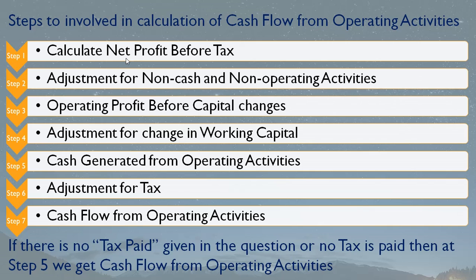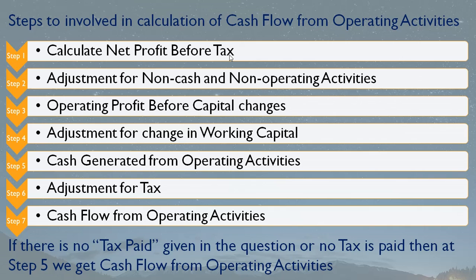But in the calculation of cash flow from operating activities, you have to follow these steps in series. Step 1, calculate net profit before tax. I'll show you how to calculate this net profit before tax. And in step 2, you will write adjustment for non-cash and non-operating activities. And in step 3, you will write operating profit before working capital changes.